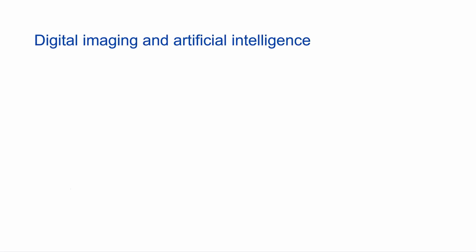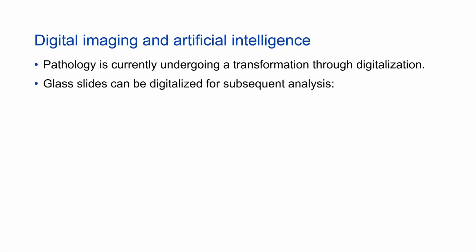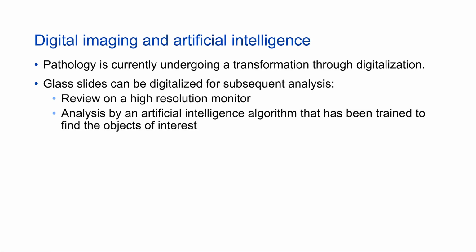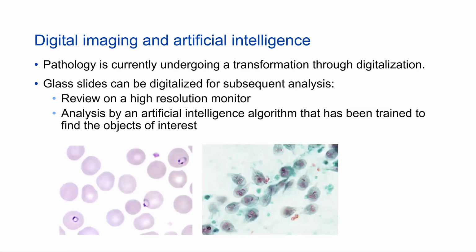Now, that's where digital imaging and artificial intelligence can play an important role. Pathology is currently undergoing a transformation through digitalization, and this does apply to all microscopy-based testing. Glass slides can be digitalized for subsequent analysis, reviewed on a high-resolution monitor. They can be analyzed by artificial intelligence algorithms that have been trained to find objects of interest. And those objects could be anatomic pathology specimen objects, or it could be something like malaria seen here on this peripheral blood smear examination, or in this case, Giardia parasites on a trichrome-stained stool specimen.